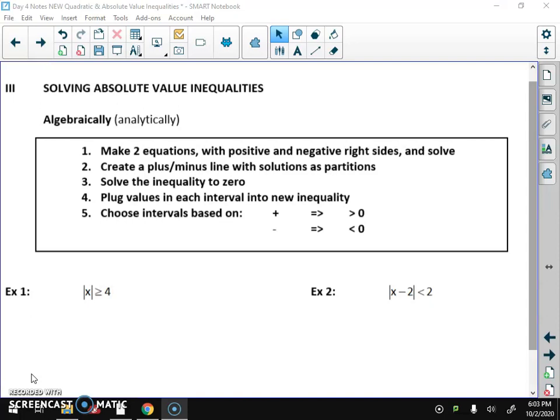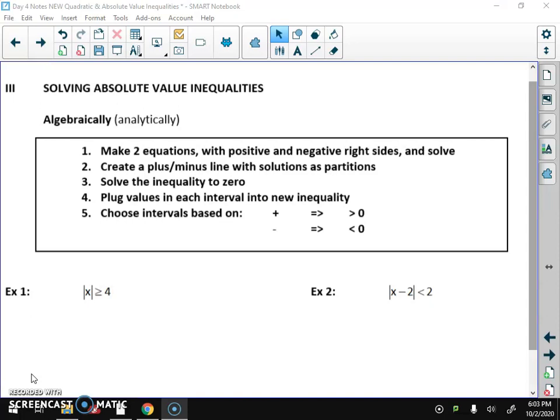First part was focusing on quadratics. This part is focusing on absolute value inequalities. A lot of similarities. The plus minus line, the strategies, a lot of things at the end are the exact same. We like those consistencies. Matter of fact, our third type, rational inequalities, which we'll do in day 5, use the same plus minus. The difference is, how do you obtain the numbers to partition the number line?